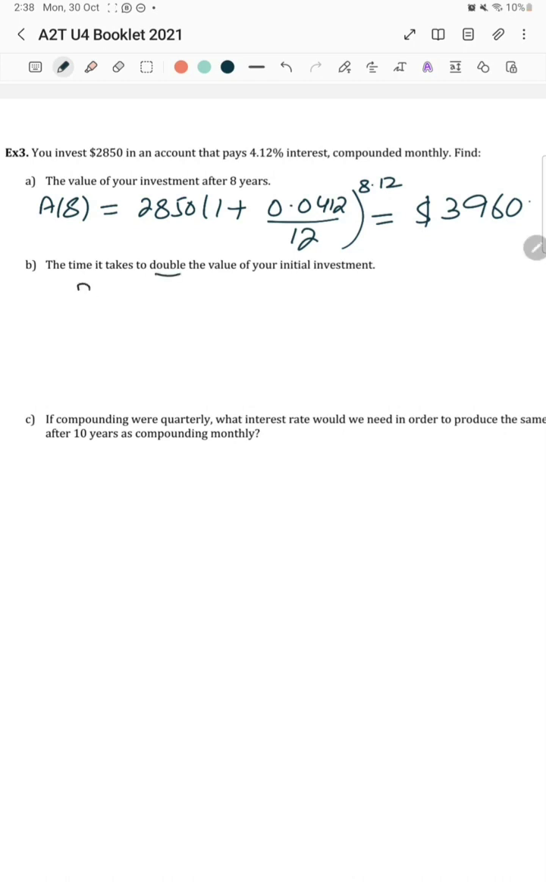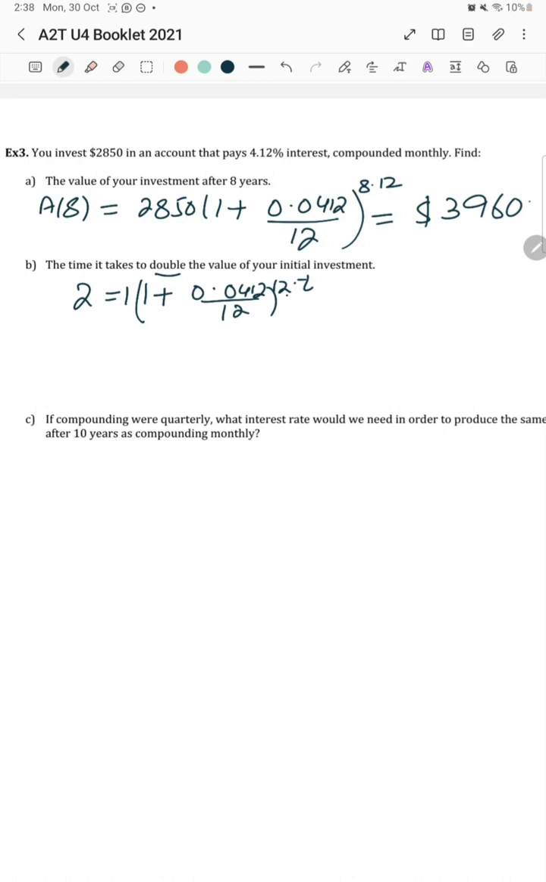Next is the time it takes to double the value of your initial investment. So double means 2 times is equal to 1 plus 0.0412 divided by 12, to the power 12t. So what is happening here? The time it takes to double the value of your initial investment. So the initial investment, we need to double it, so we need to find the time that would be taken. The 12 is there because it is compounded monthly.